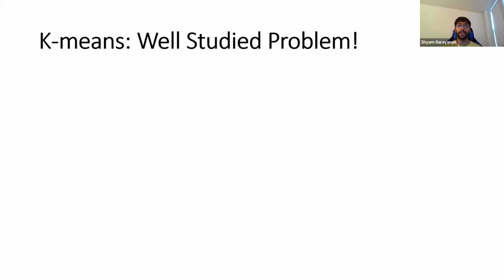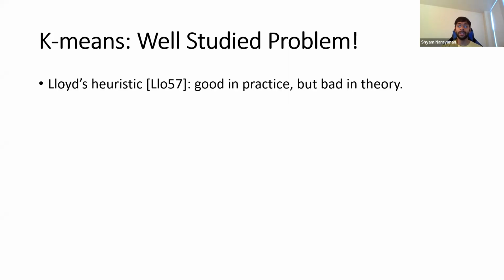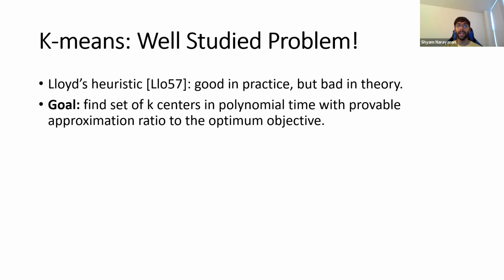So k-means is a very well-studied problem. There have been studies on this dating back to 1957 with Lloyd's heuristic, which is known to be very good in practice, but quite bad in theory. In fact, it has basically no provable guarantees. The goal in theory, because we're algorithmists and theoreticians, is to find k centers in polynomial time with provable approximation ratio to the optimum objective. In other words, we want to find k centers so that the objective on the previous slide is at most some constant times the best possible, or minimum possible, objective.